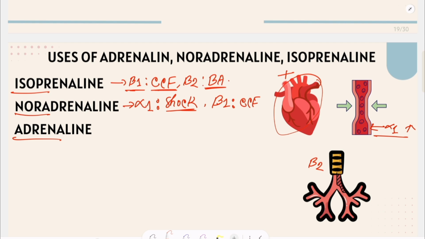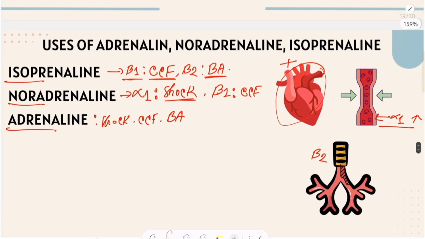Adrenaline, technically speaking, stimulates all the receptors. So it can be used for almost all these indications: shock, congestive cardiac failure, bronchial asthma. But practically, adrenaline has very few uses. The reason behind it is that adrenaline is very toxic. A slight overdose can cause arrhythmia and the person can die.